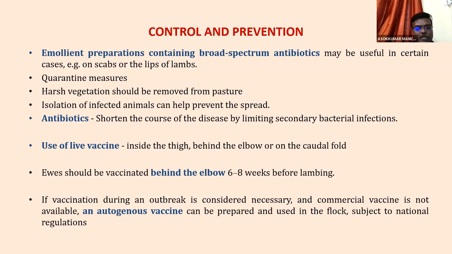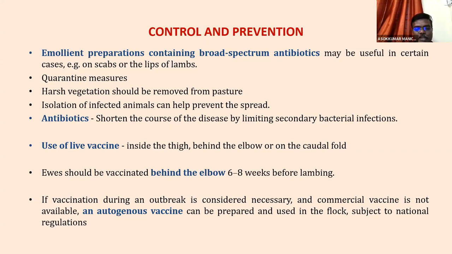You should vaccinate behind the elbow, 6 to 8 weeks before lambing, in view of increasing immunity, whereby you can improve the immunity of the offspring. If you really want to improve the immunity level of offspring, it is better to vaccinate the dam at least 1 or 2 months before. This concept is employed in almost all animals, and the same thing is employed here also.